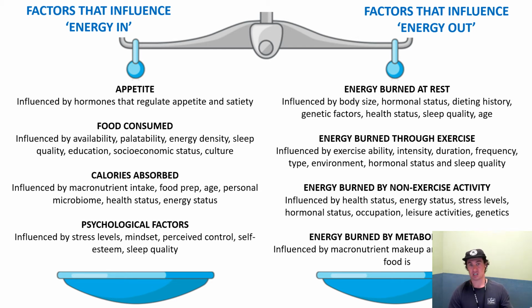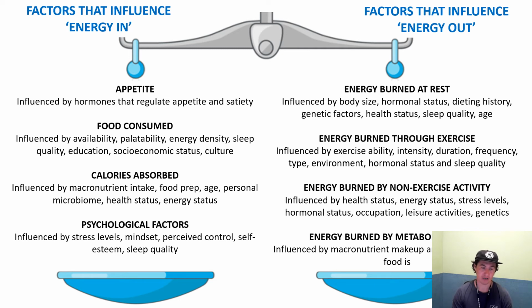So if we think about energy coming in, so the food that we eat, one is appetite. So how full and hungry we feel at different times. And that's also regulated by hormones, and hormones can be manipulated by lots of different things. The food that we actually consume, so what do we have available? What does it taste like? How much energy is in that piece of food? How much or little sleep we have can affect how much food we consume. Our socioeconomic status, so how much does it cost to feed ourselves, our family, and how does that influence what we can eat? And then cultural influences.